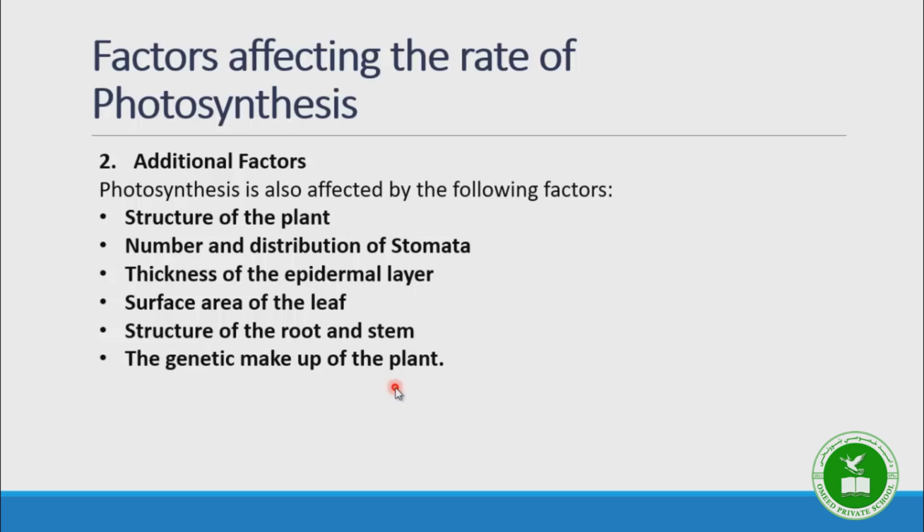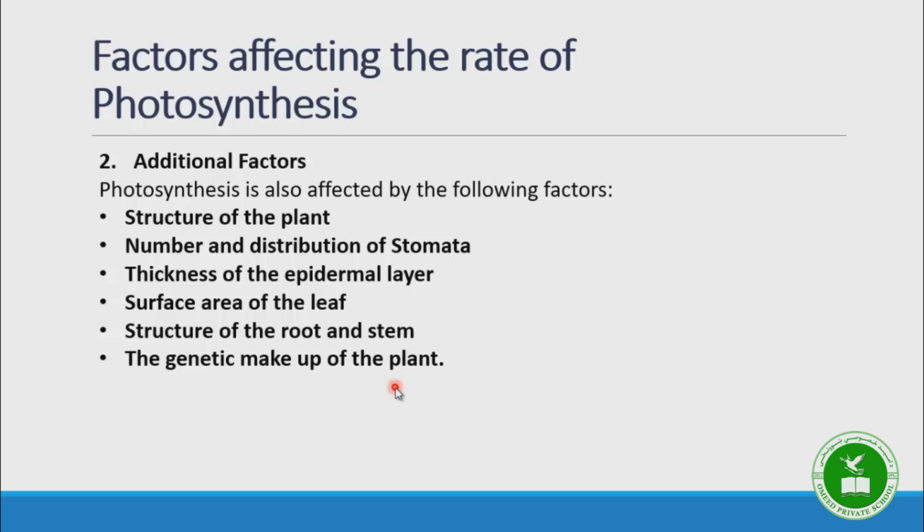If the leaves are flat enough, and if there are a lot of stomata present, that is the distribution of stomata, and if the plant has a lot of leaves, it means that the rate of photosynthesis is likely to be increased in this plant. If a plant does not have a lot of leaves, stems, branches, or distribution of stomata, the rate of photosynthesis is decreased.